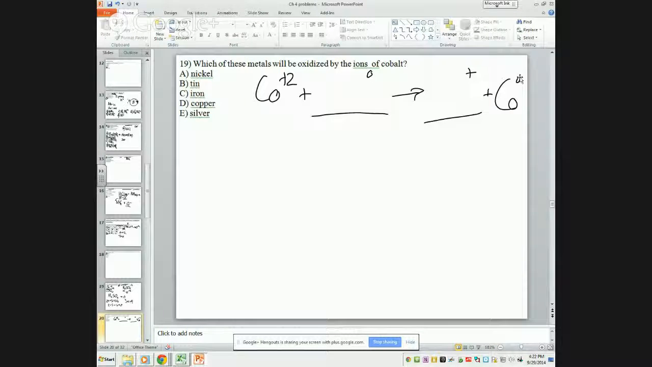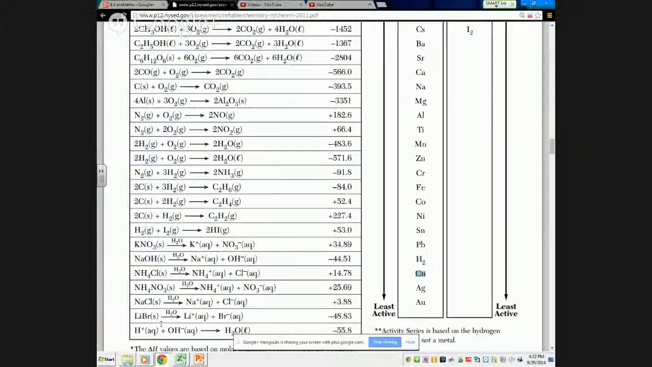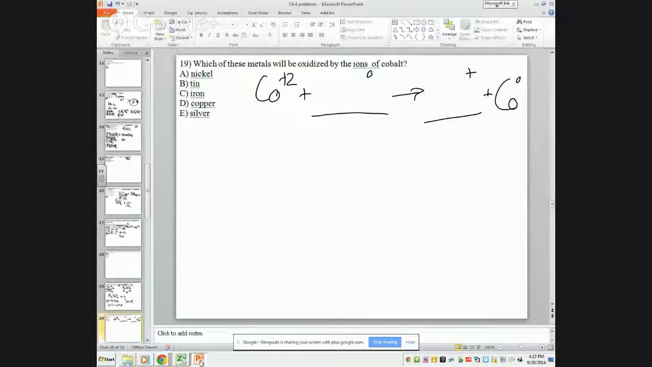Well, either remember it or go to a reference table. And here's cobalt. Which one of our choices is higher up than cobalt? Well, we've got nickel and tin below it, iron above it. So that's more active. Copper, again, below it, and then silver below that. So the choice would have to be iron.